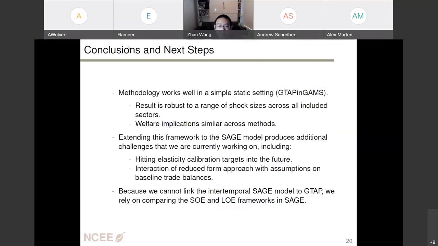And one final thing about the implementation in the SAGE model is that we have an intertemporal model. And so for the subsequent round of the work, we're going to rely on comparing the small open economy and large open economy reduced form framework in SAGE, as opposed to comparing to a multi-regional international model, as Tariq and we'll extrapolate based on what we find in GTAP.